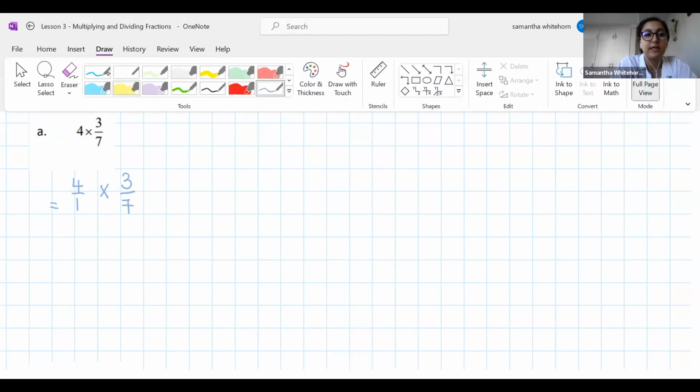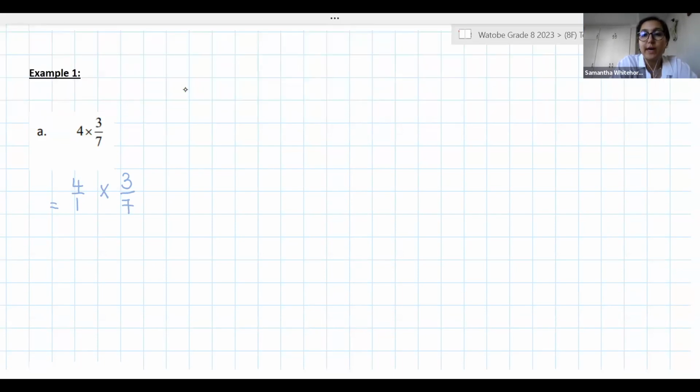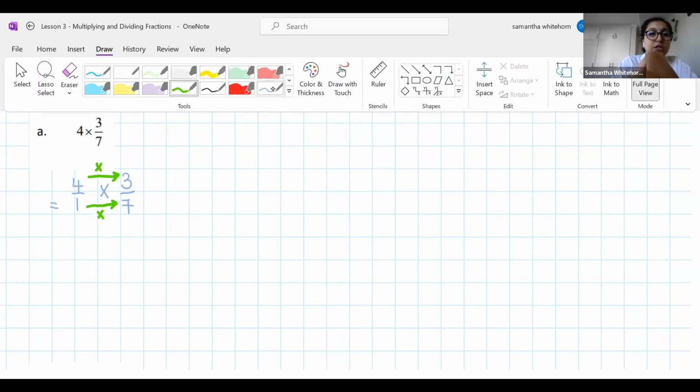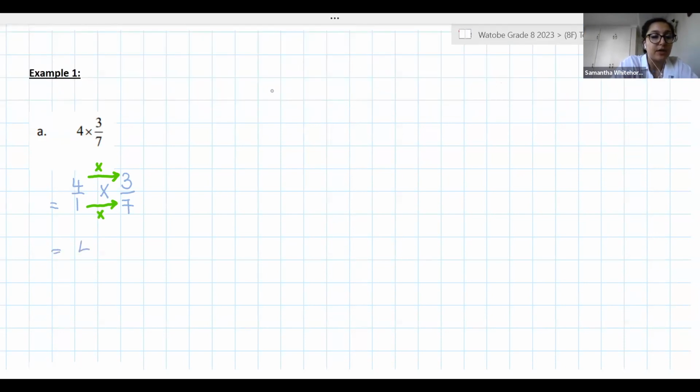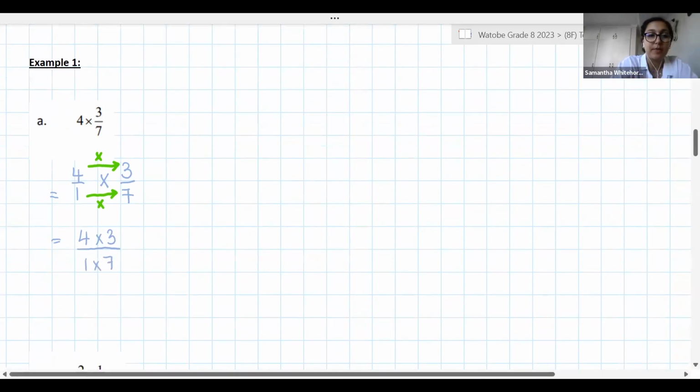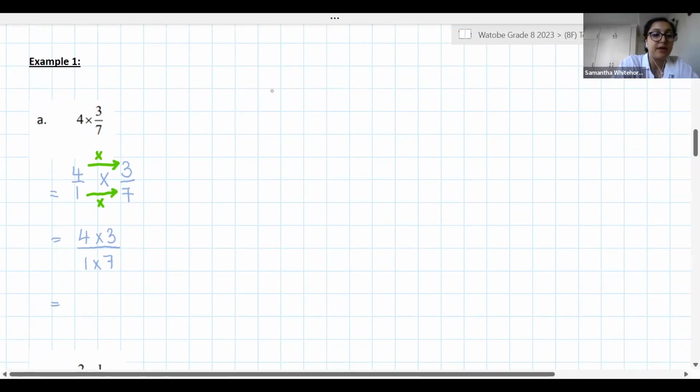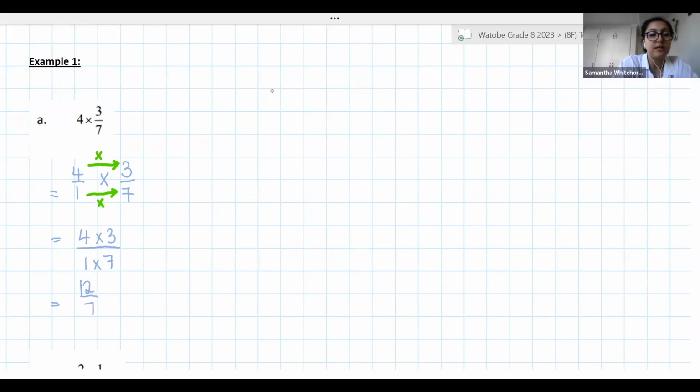times 3/7. Now the rule is when I multiply with fractions, I multiply the numerators together and I multiply the denominators together. That is how I multiply fractions. So here I'm going to have 4 times 3 in my numerator and 1 times 7 in my denominator. And from there I simplify. 4 times 3 is 12. 1 times 7 is 7. And so we've got our final answer here of 12/7.